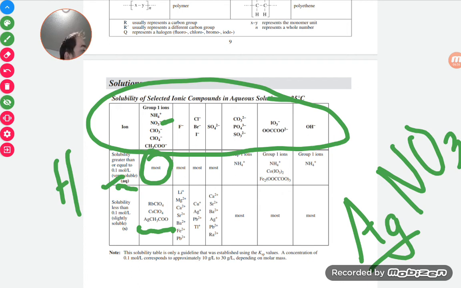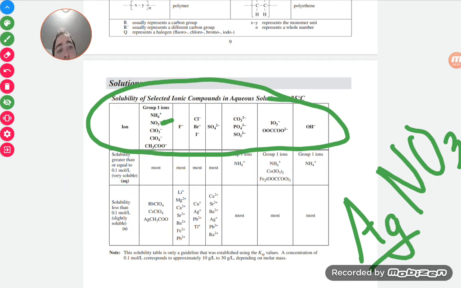The next one is NH4OH. We're going to look for the OH portion. Here it is right here. I'm going to look down for NH4. Here it is. So again, it's going to be high solubility, and it's going to be aqueous.